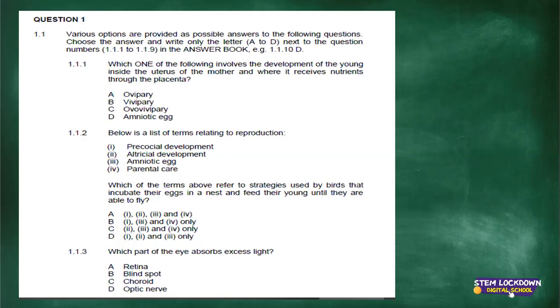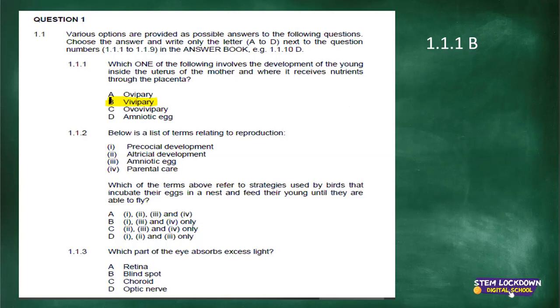Question 1.1.1, which one of the following involves the development of the young inside the uterus of the mother and where it receives nutrients through the placenta? So this one here, which one? There's the oviparity, there's the viviparity, there's ovoviviparity and amniotic egg. So in which of these four is there development of the young inside the uterus of the mother and where it receives nutrients through the placenta? That is the viviparity, right? Example is us human beings. That's how our young develop inside the uterus.